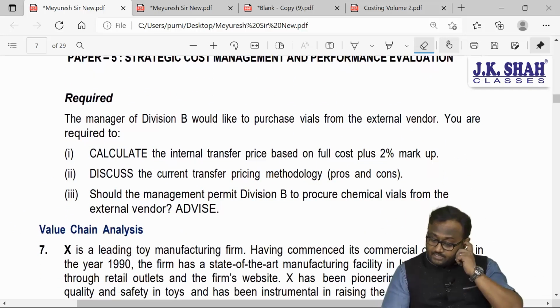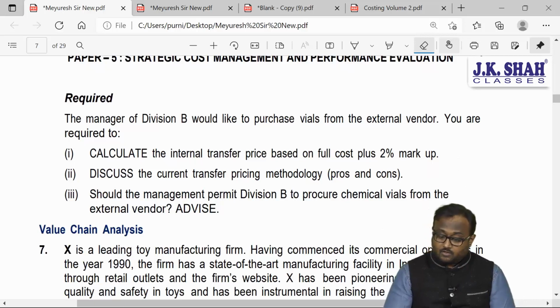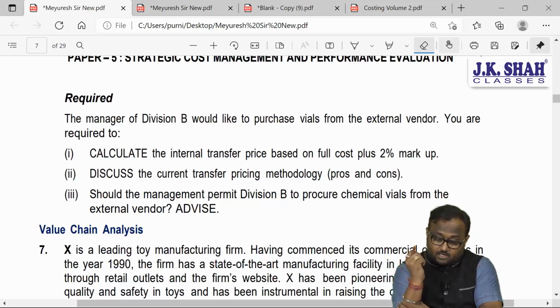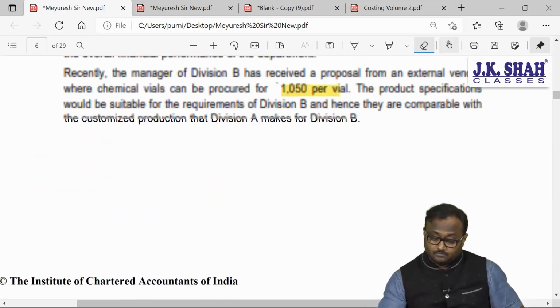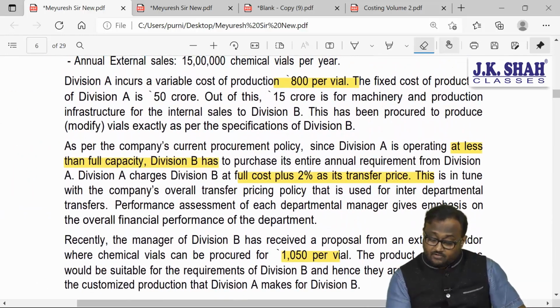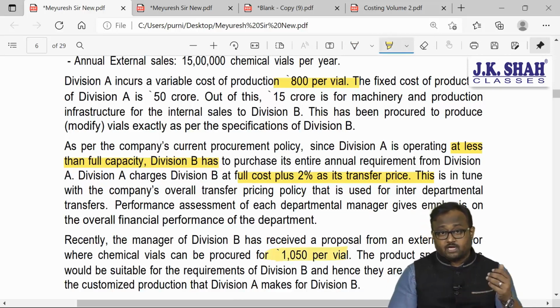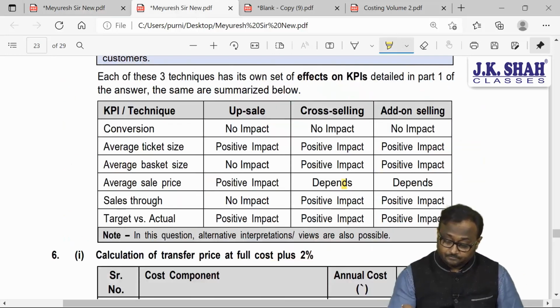Calculate internal transfer price on the basis of full cost plus 2% markup, and then current transfer pricing methodology, pros, cons, and then they have asked us to, should the management permit division B to procure chemical vials from the external vendor? Division B has received a proposal. Someone else is ready to offer the same material, the same vial for 1050. So they have an option of buying it from us as well as buying it from the market. Okay.